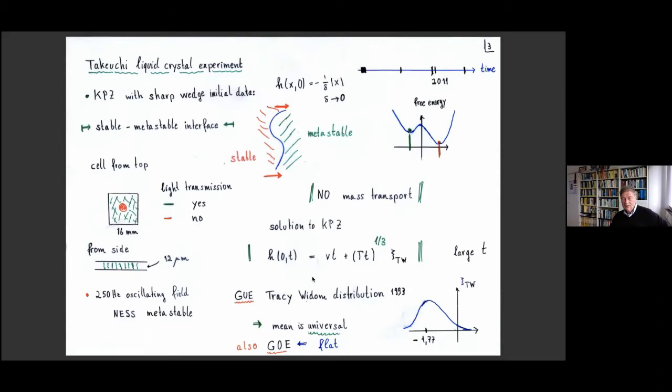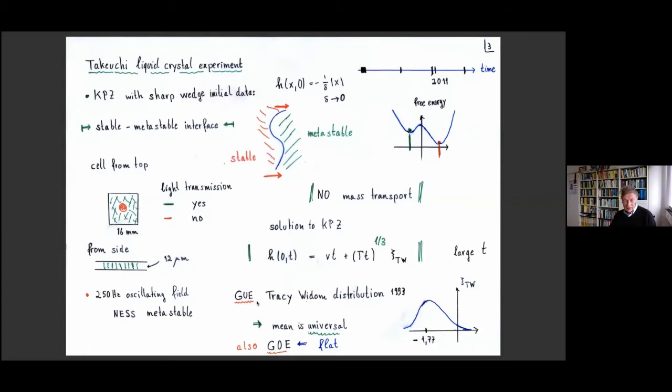You see, it's universal in the sense that when you look at the first order correction to the height, this is a linear term, then you will see this t to the 1/3 times this coefficient -1.77. And since the experiment is still difficult, you can do maybe 4 or maybe 6,000 samples, but your data are limited. Actually, it's the mean which is the most significant quantity which you can compare with the experiment.